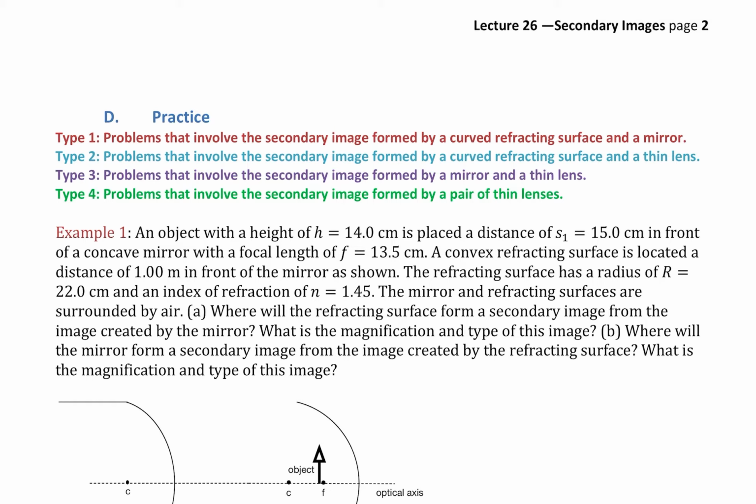Type 1 are problems that involve the secondary image formed by a curved refracting surface and a mirror. Type 2, problems that involve a secondary image formed by a curved refracting surface and a lens. Type 3 is a secondary image formed by a mirror and a lens. And then type 4 is an image formed by a lens and a lens.